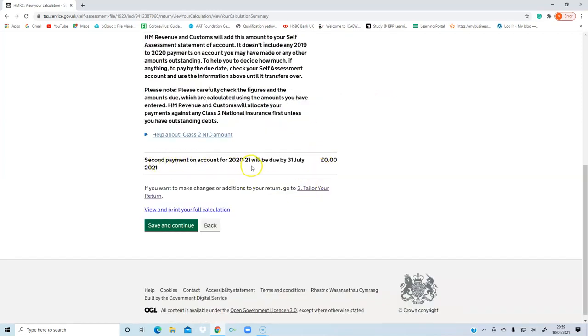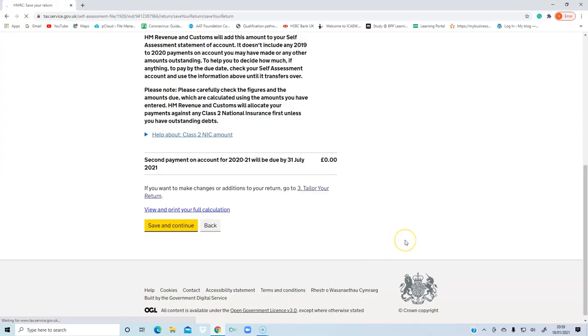And the second payment on account, so there are two payments on account that you have to pay HMRC in advance. First, by 31st of January, with your self-assessment tax. The next one is 31st of July, that you pay after 6 months. But you can make it zero if you say the next year the income will be lower than this year.